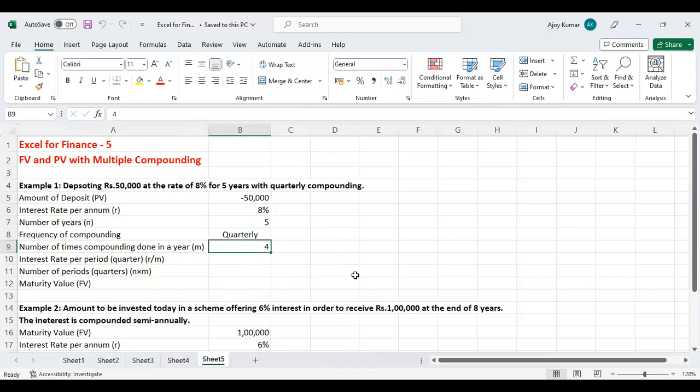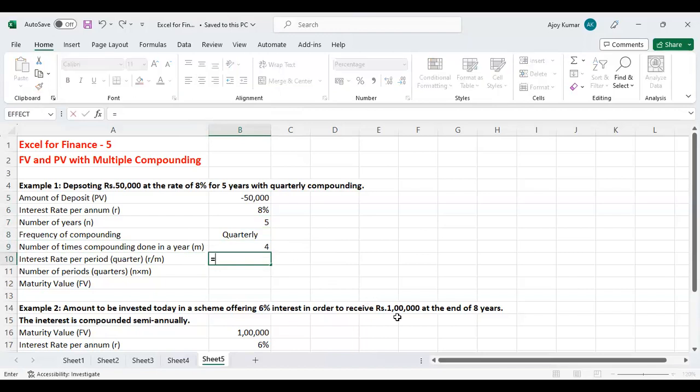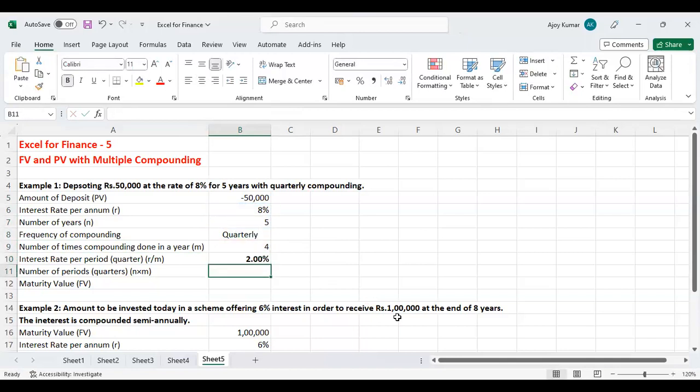Before we apply the formula of future value and present value, we need to divide r by m. That is, we have to convert the annual interest rate to interest rate per period, or interest rate per quarter. For doing that, I'll just take this 8% and divide it by 4, and it becomes 2%. The number of periods is 5 years. Instead of 5 years, it should now become number of quarters. So it should be equal to 5 multiplied by 4. That is, we have 20 quarters now, or 20 periods now, not 20 years.